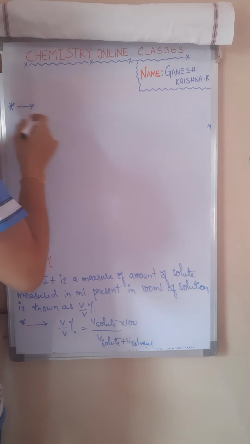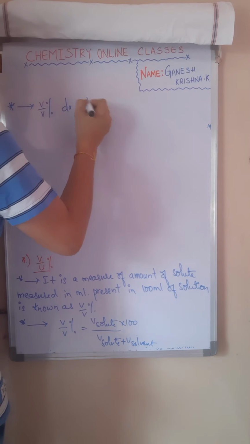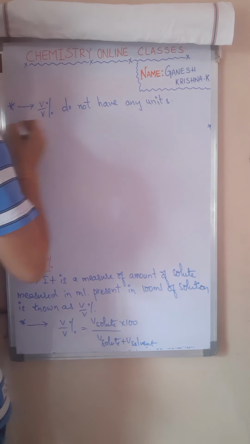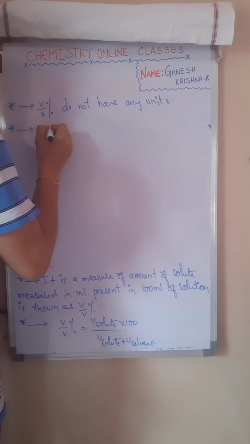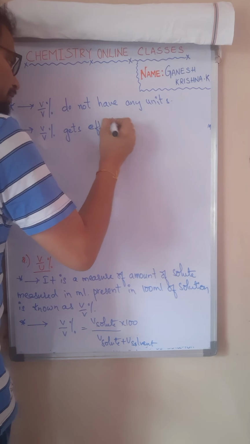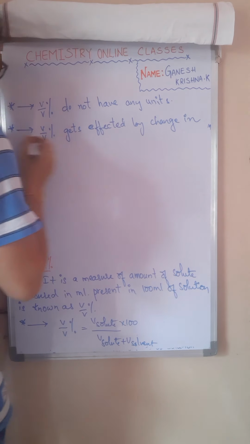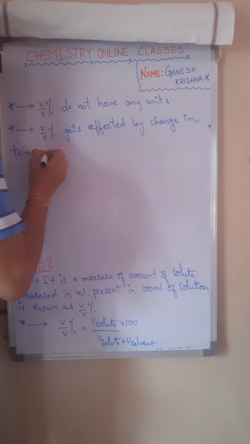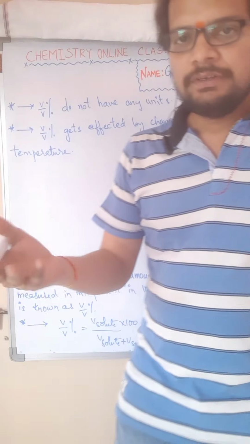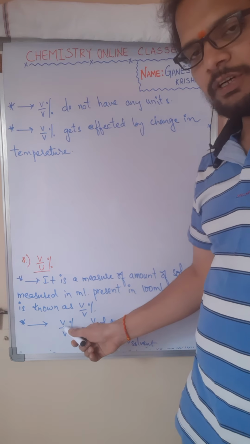Due to that, volume by volume percentage gets changed. Volume by volume percentage does not have any units, similar to weight by weight percentage. And the volume by volume percentage concentration term gets affected by a change in temperature, because with the increase of temperature, the volume of the solution expands automatically, so the volume by volume percentage is going to decrease, because the volume of solution is inversely proportional to volume by volume percentage.